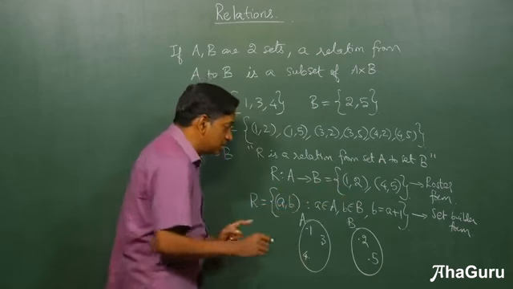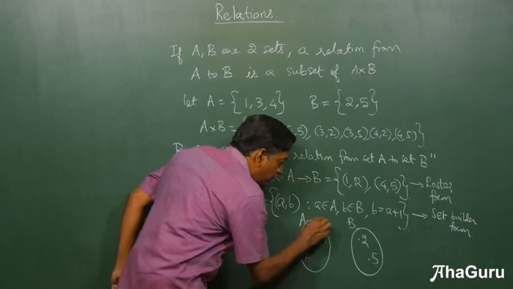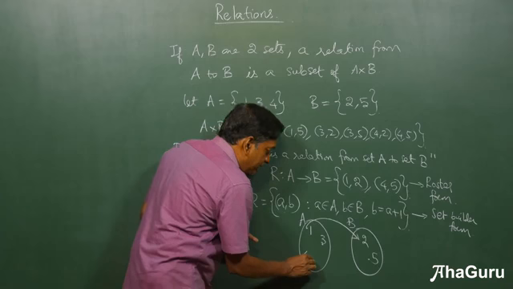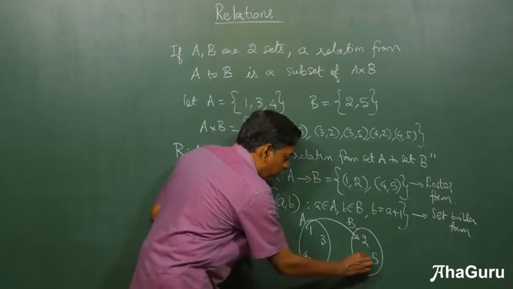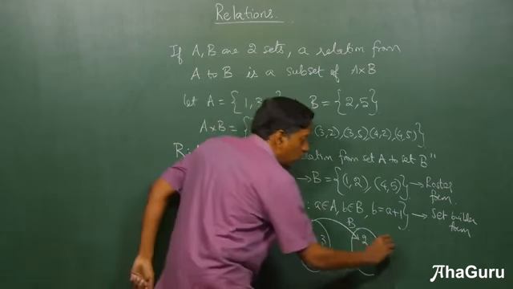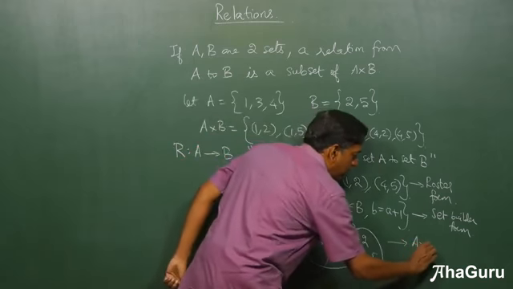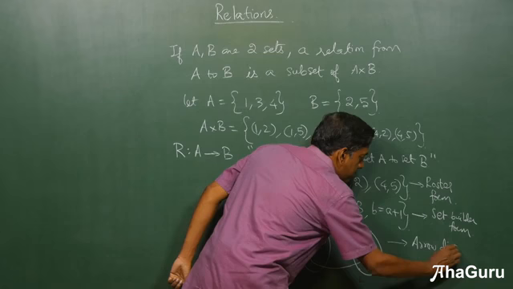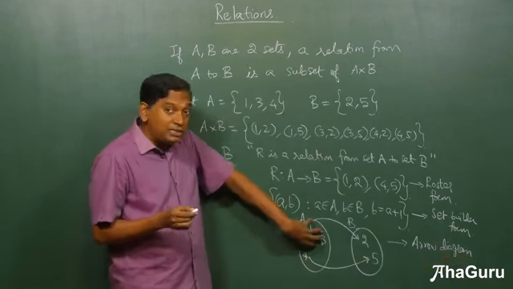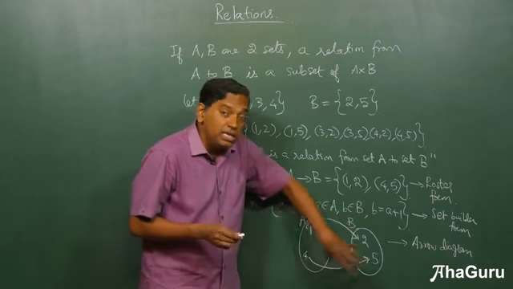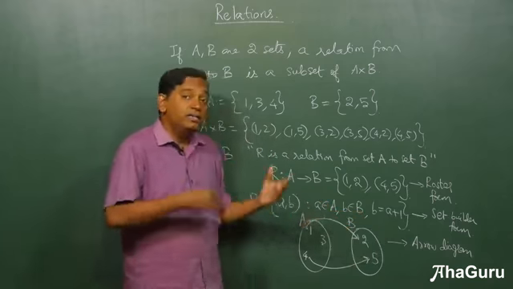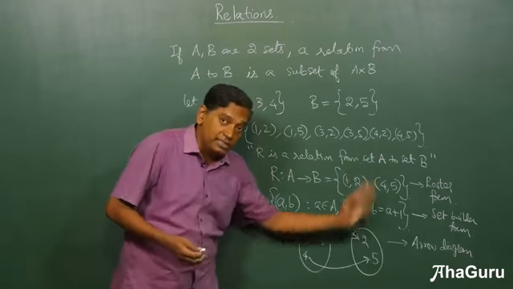So (1, 2) is there, so I can put an arrow from 1 to 2. (4, 5) is there, I can put an arrow from 4 to 5. Now, this is known as an arrow diagram. An arrow diagram from elements in A to elements in B is also a way of representing a relation. So there are 3 ways of representing a relation.